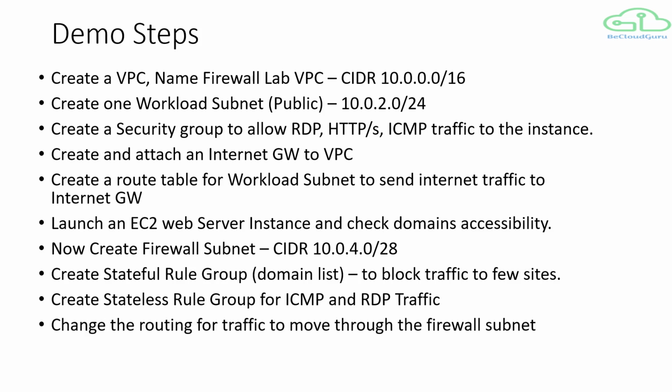Then we'll put these rule groups into firewall policies, and we'll also create a firewall to connect all these firewall policies and these reusable rule groups. And then we'll change the routing so that the traffic moves through the firewall subnet, and then we'll check the functionality of it. So that's how we're going to use it. So let's jump into the AWS management console and start configuring things.